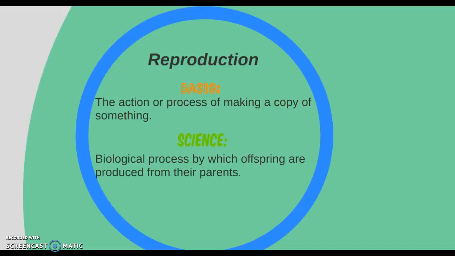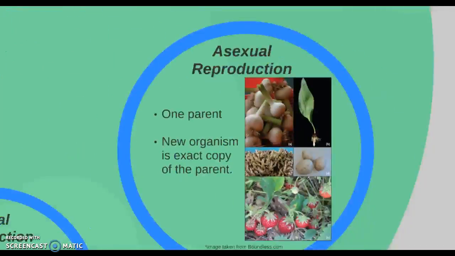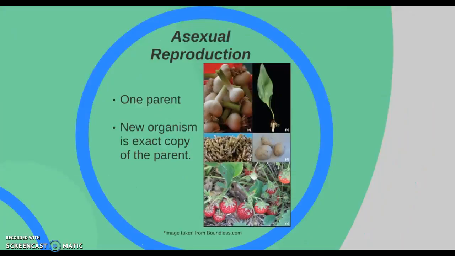But for science, we need to focus on this as the meaning of a biological process by which offspring, which is you, are produced from their parents. And there are two types of reproduction. The first type is asexual reproduction. This is when there is only one parent and the new organism looks exactly like that parent.